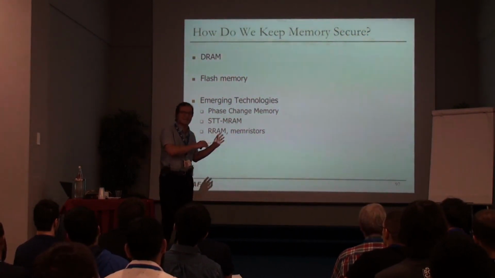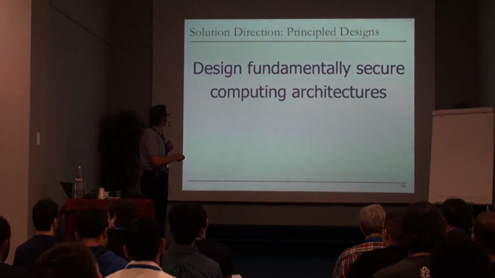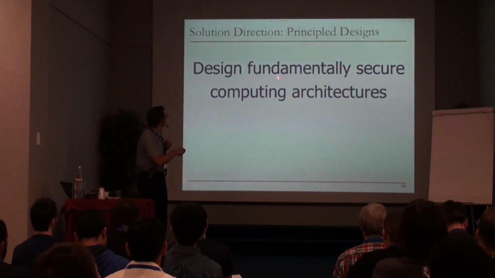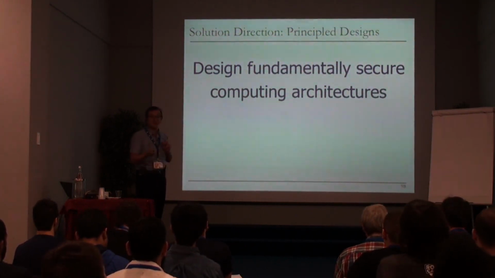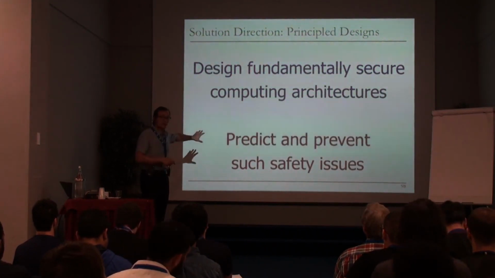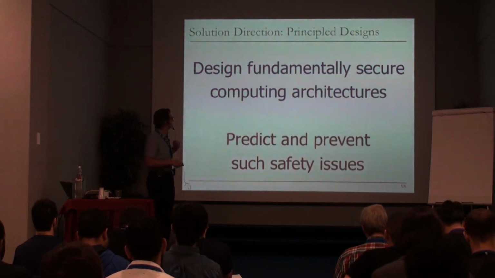That's why I'm harping on it. And we're going to see more and more of this. And they lead to security issues. So we need to somehow design fundamentally secure architectures. I believe that requires predicting and preventing these issues. So how do we do that?